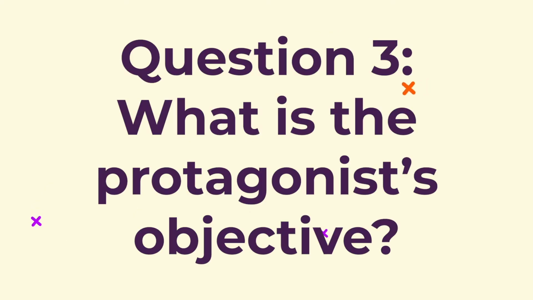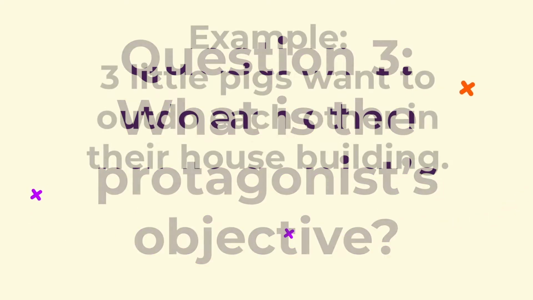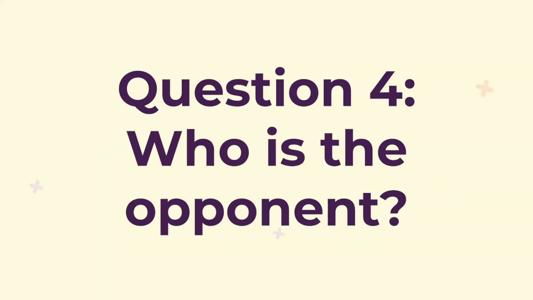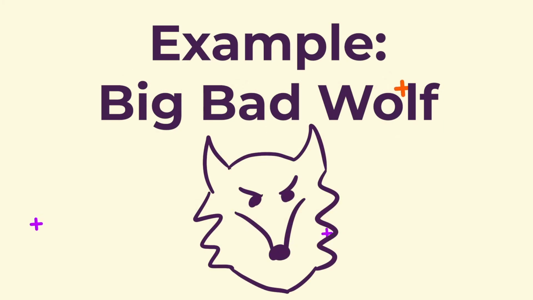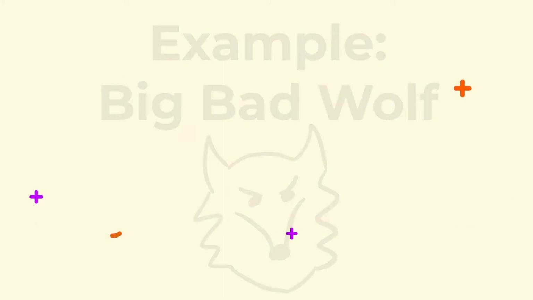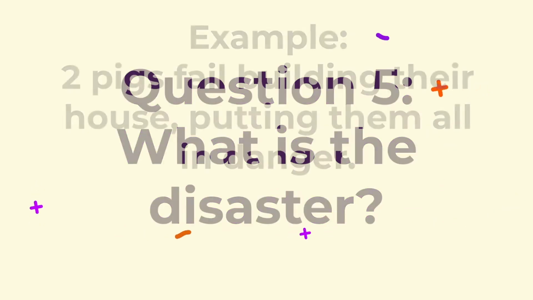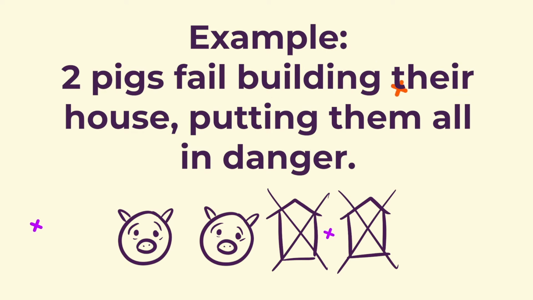Next, what is the protagonist's objective? The 3 little pigs want to outdo each other in their house building. Fourth, who is the opponent or who is the antagonist? So in this story, the antagonist is the big bad wolf. The 5th question, what is the disaster? The disaster is when everything starts crumbling down. So my disaster is the 2 pigs fail at building their house, putting them all in danger.